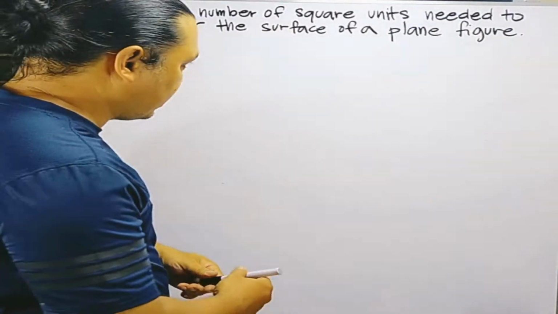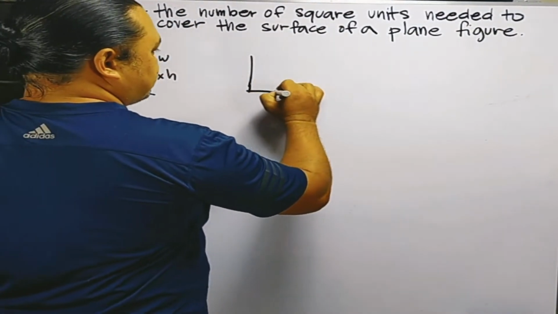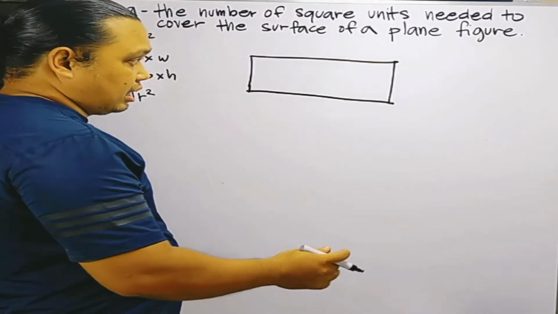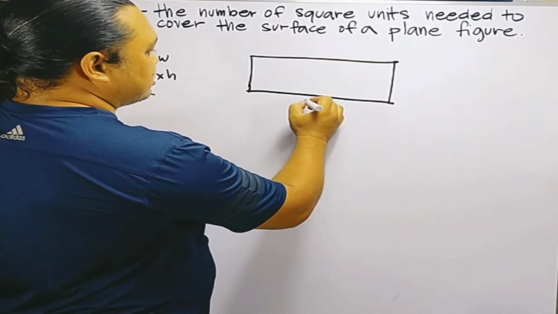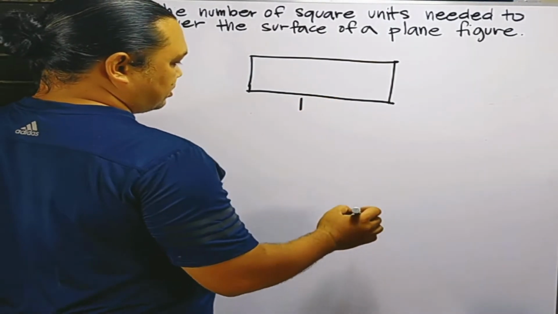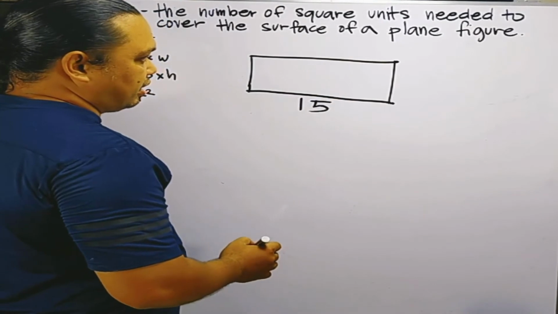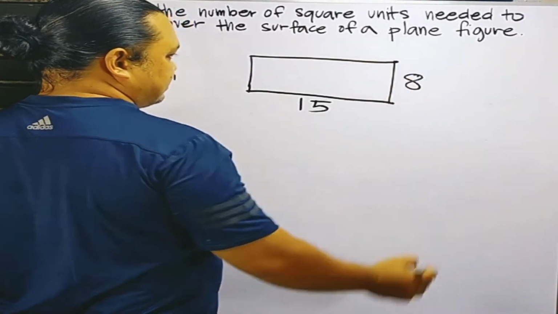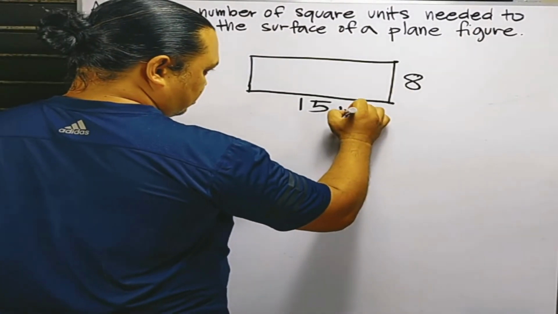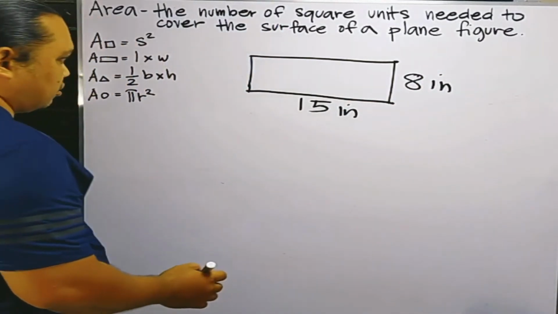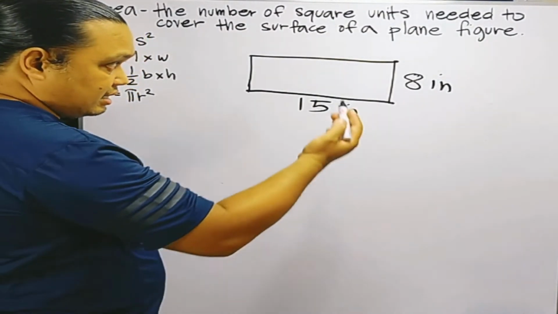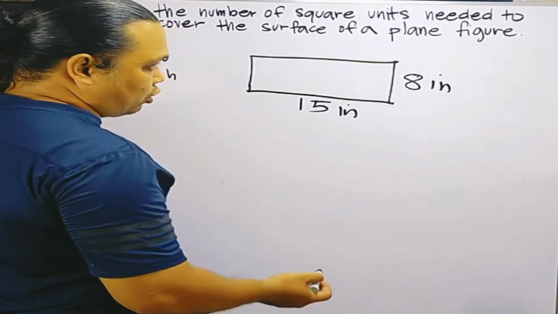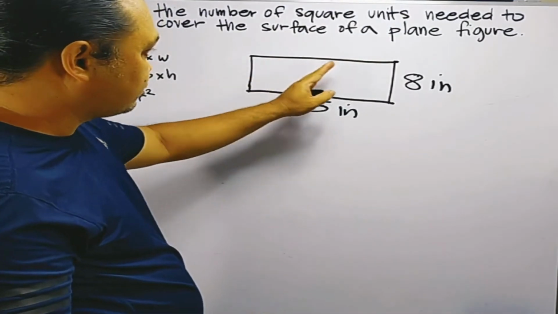For our next example, we have a rectangle. Let's say its length is 15 and its width is, let's say, 8. So 15 inches and 8 inches. We have a rectangle that has a length of 15 inches and a width of 8 inches. Now we want to get the area of this rectangle.